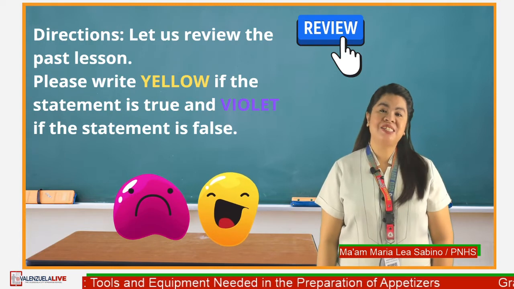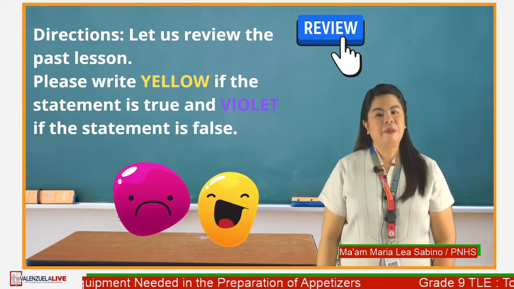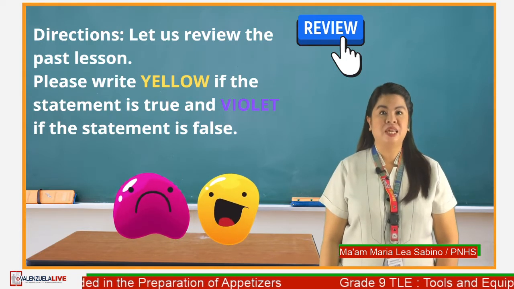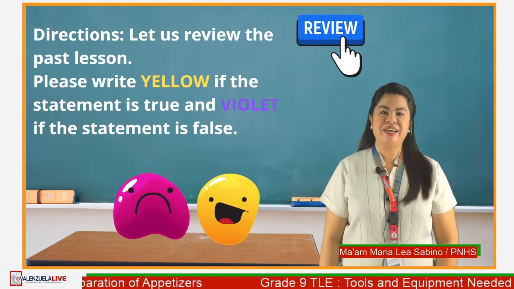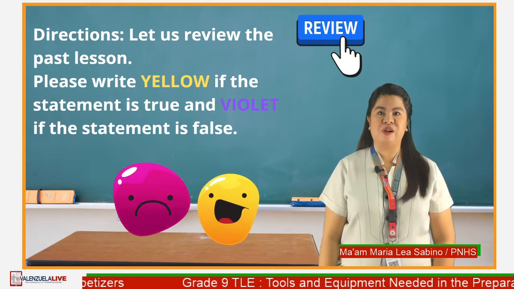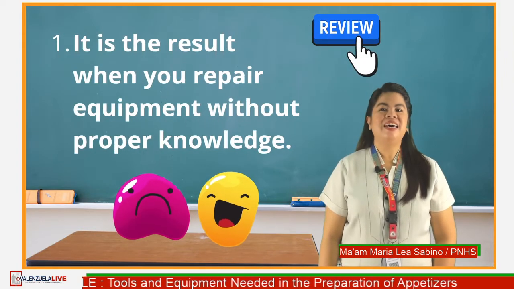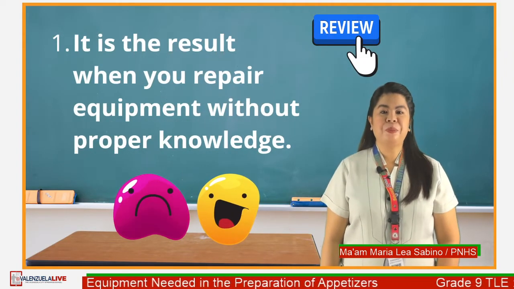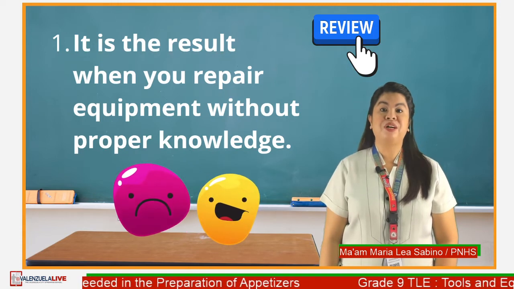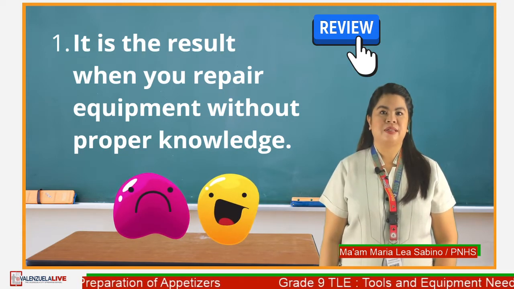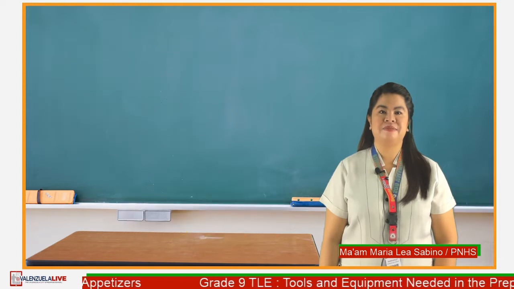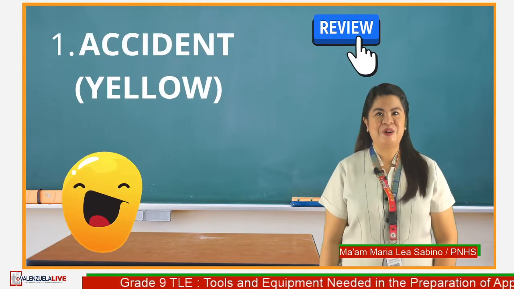Directions. Let us review the past lesson. Please write yellow if the statement is true and violet if the statement is false. Number 1. It is the result when you repair equipment without proper knowledge. The answer is yellow, accident.